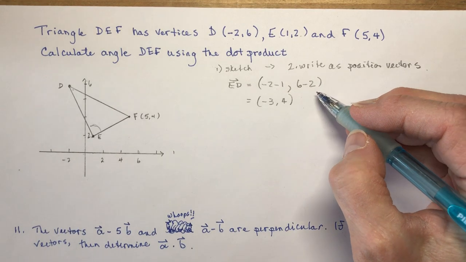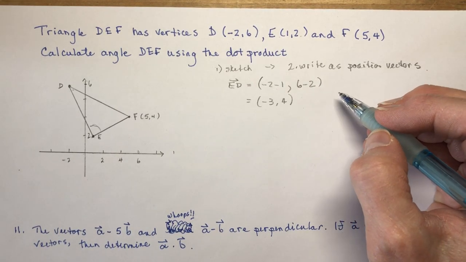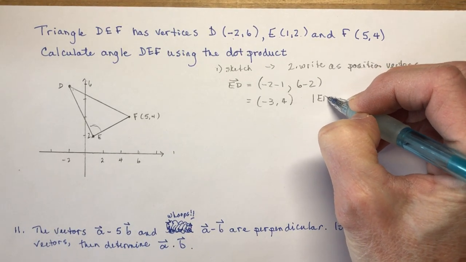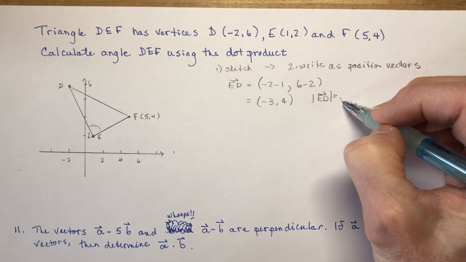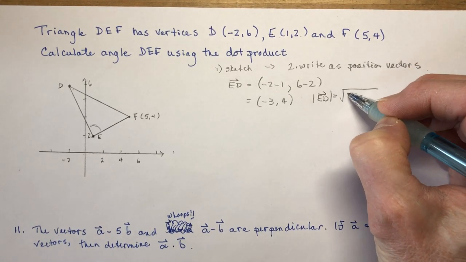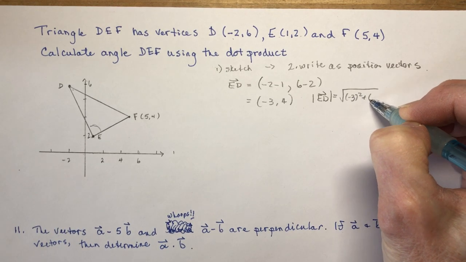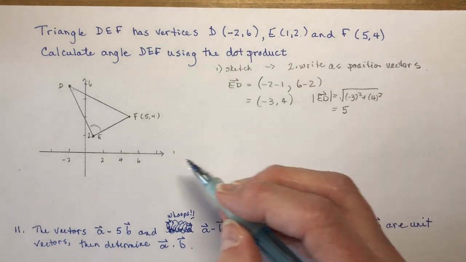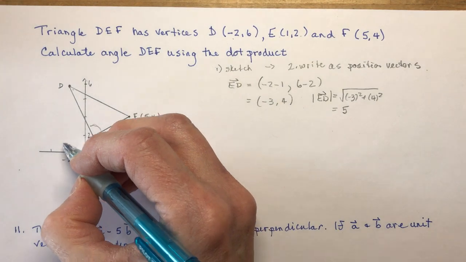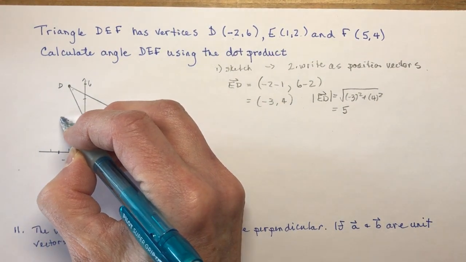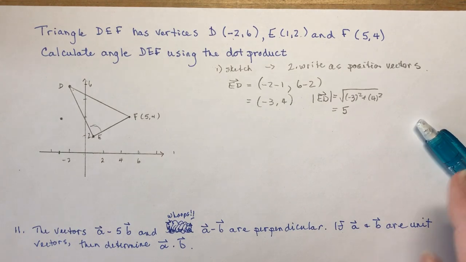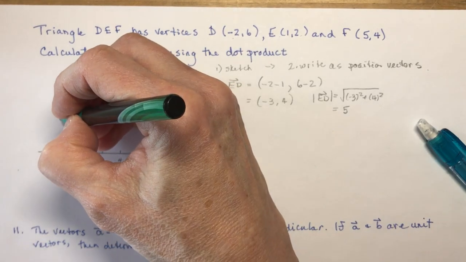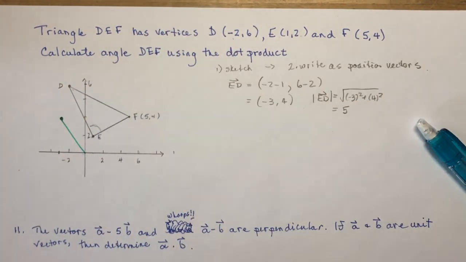You might also, at this point, want to write out what the magnitude is, because you're going to need that in your calculation for the dot product. So the magnitude of ED is equal to the square root of minus 3 squared plus 4 squared. That's the really nice one that gives you 25, so that is 5. Okay, so this is going to be at minus 3 and 4, so that's here. I'm going to put it in a color. Minus 3, so that's going to be like this. I'm not going to get out a ruler because I think I can freehand that one.